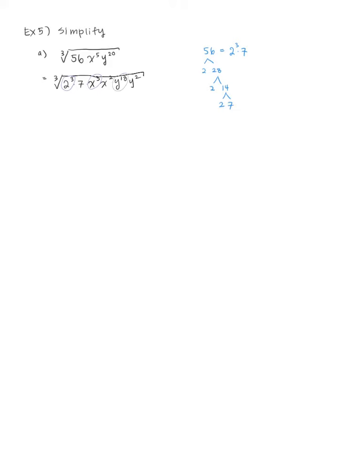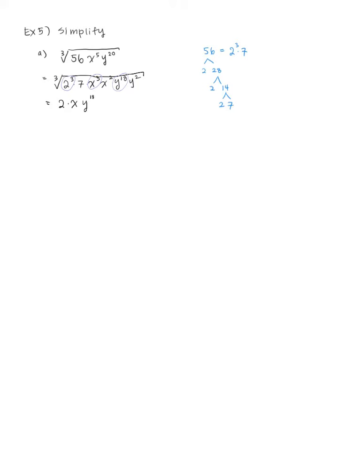All right, so let's deal with this. Ready? So we got cube root of 2 to the third. So that's going to give us 2. All right, now cube root of x to the third, that's x. Now, cube root of y to the 18th is y to the 18 divided by 3, which is going to give us y to the 6.